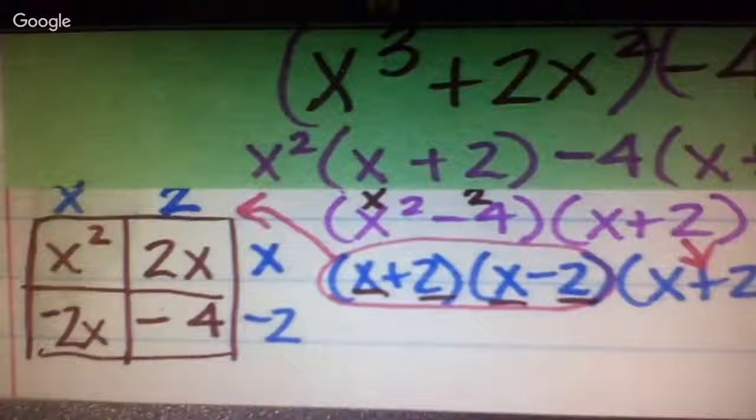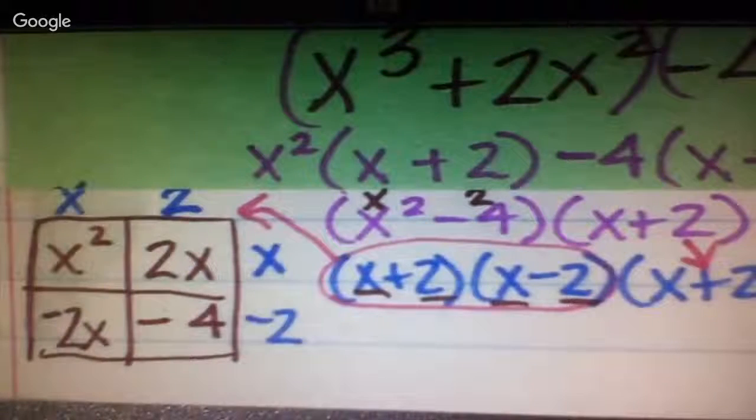We can do that by ourselves. We don't have to do the box method. So, I could give you something like 16x squared minus 64. What's the square root of 16x squared? 4x, because the square root of x squared is x. What's the square root of 64? 8. We need 1 plus. We need 1 minus.